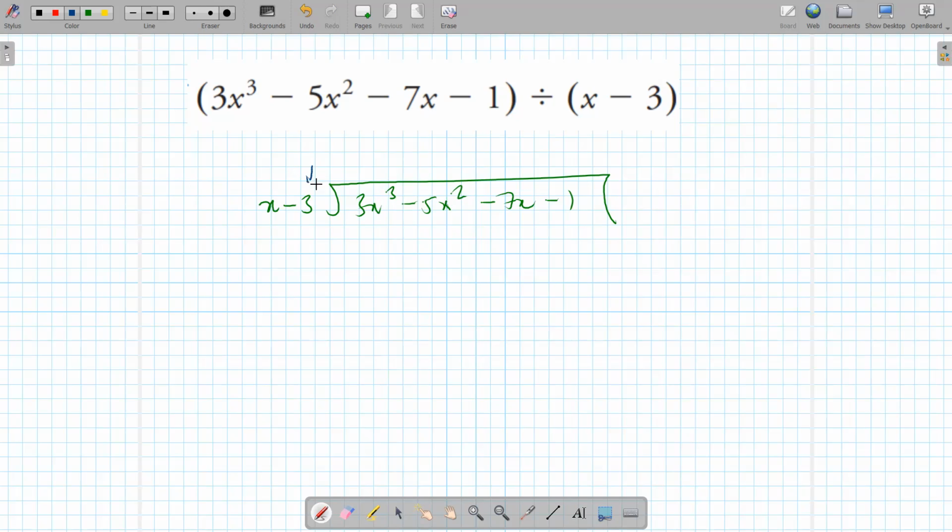You see this negative 3? It's not going to change much, but it'll change some things. The question you ask again is, you don't care about this negative 3 just yet. You ask yourself, how many times does x go into 3x cubed? Three x squared, okay? We're basically asking this, right? When we say how many times does x go into 3x cubed, we're just dividing 3x cubed by x. What is that?